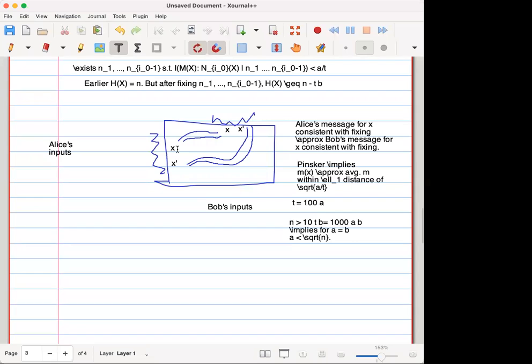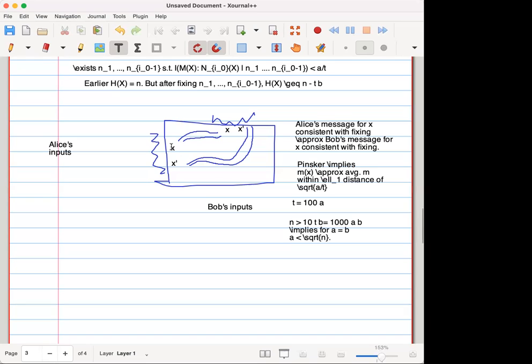Well, to be a little more precise, maybe not two, but maybe several of them. The reason is I have to use Pinsker and argue that for each X, or let's say for most X's, Alice's message MX is approximately the average message, within some L1 distance of, let's say, 0.1. So this will not hold for every X, but this will hold for most X. So there's a little bit of Markov there, which loses another constant fraction of inputs.